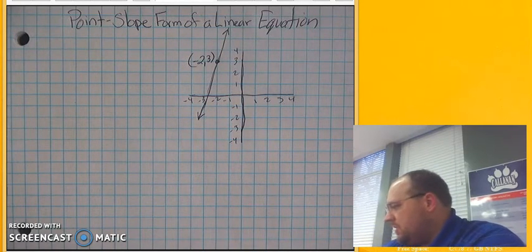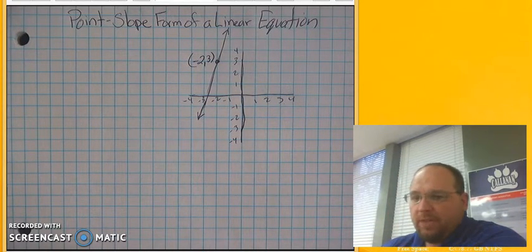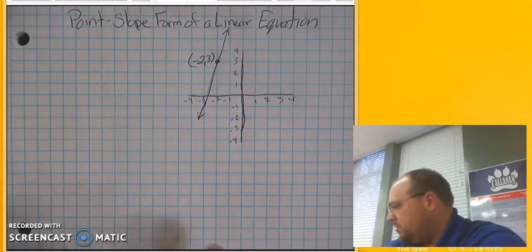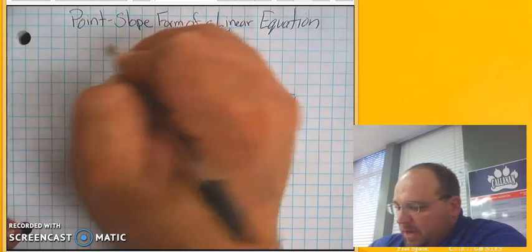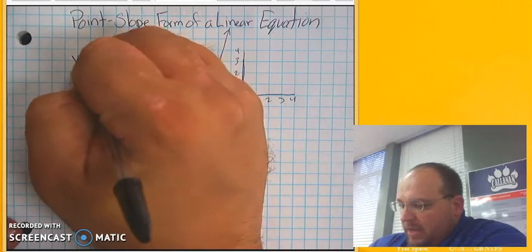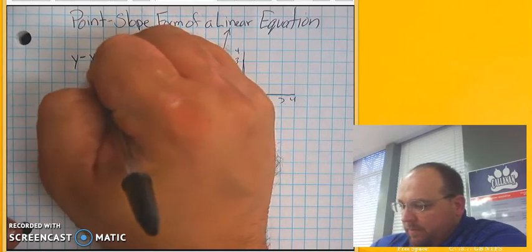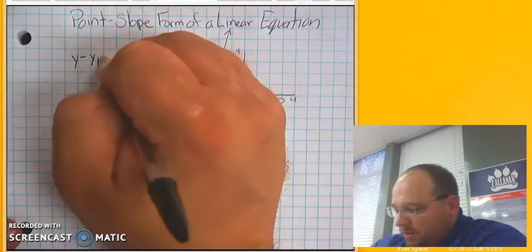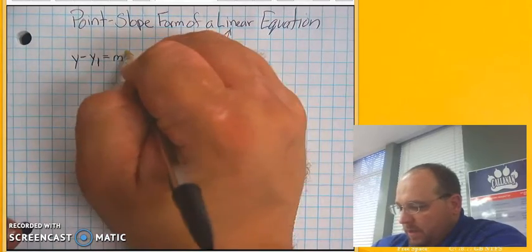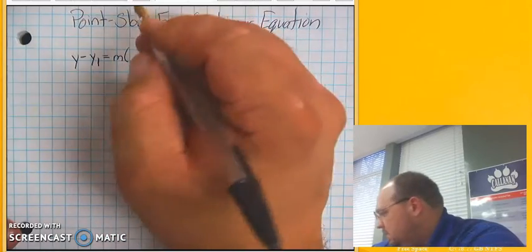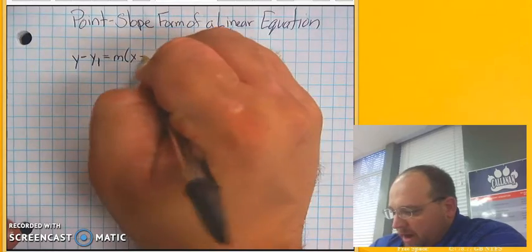So basically what you need to understand is the point-slope form. There's an equation for it that we're going to use. That equation is the following. It is y minus y1 equals m(x minus x1).